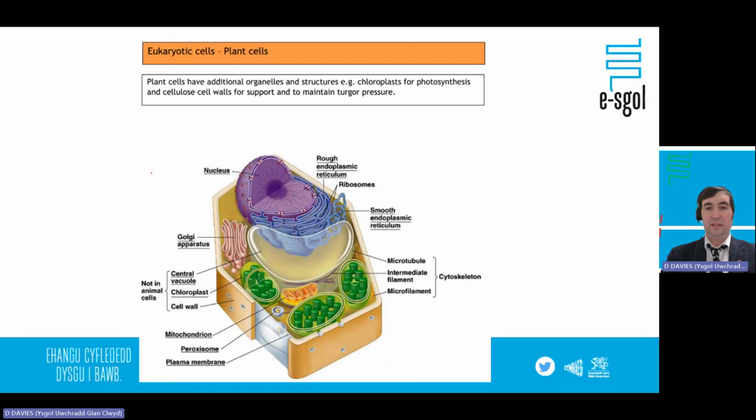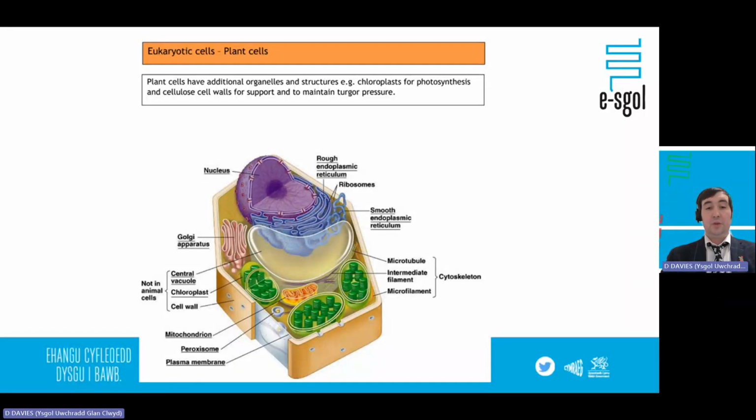So your nucleus is the same, your rough endoplasmic reticulum is the same, ribosomes, smooth endoplasmic reticulum. You've got mitochondria exactly the same, the Golgi apparatus exactly the same. But this time there are the additional organelles that plant cells have. So you have your chloroplasts. Now you know that from GCSE. But chloroplasts have parts within them.